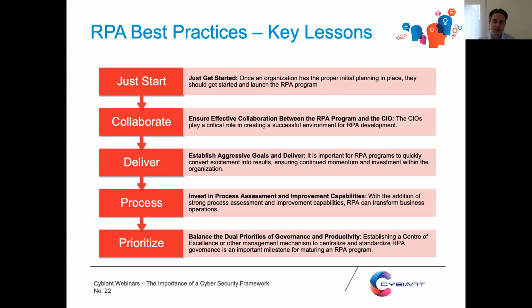From having done this a number of times and for a number of years right now, there's a couple of key best practices with regards to RPA that I just would like to share with you. And the first one is maybe just the most important. You really want to make sure that in order to make RPA work, just get started. As soon as you have some initial planning in place, start exploring what RPA can do. Start building your own robots. Start optimizing and automating a process.